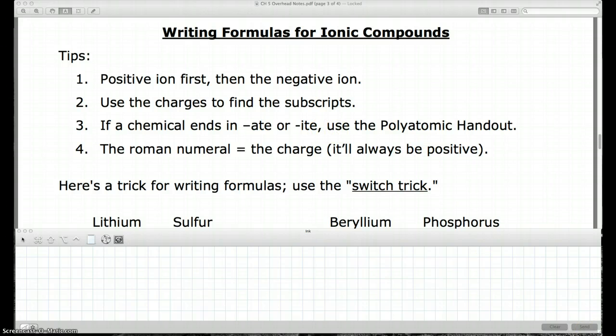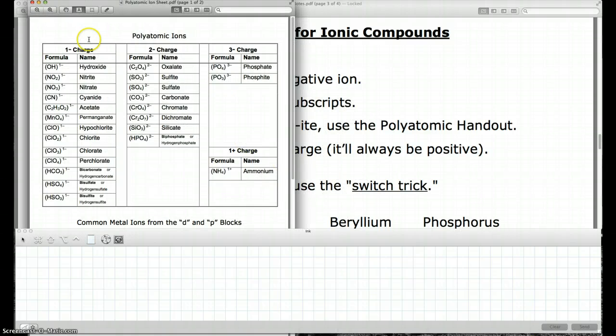polyatomic handout. And this is the handout that you can get from the Moodle website and print it out. Or you can get a copy from me. I can give you a paper copy. Stop by or ask me when we have class. And this is what it looks like.